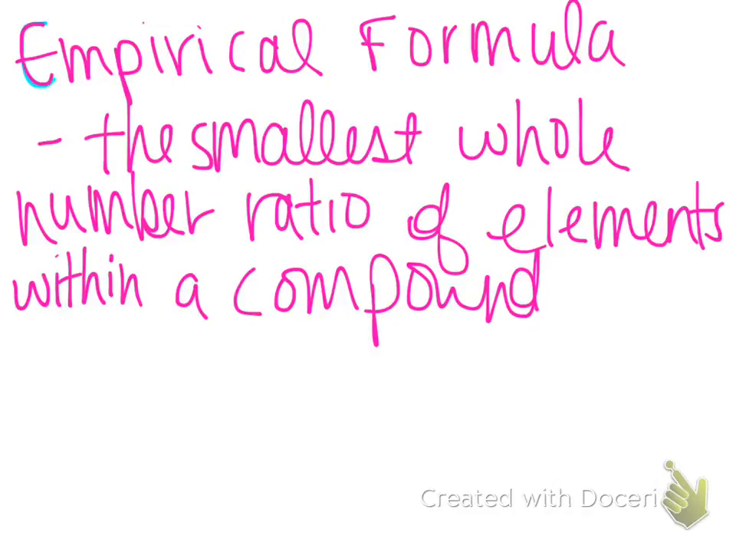Okay, so when we look at empirical formulas, we're going to be dealing specifically with covalent compounds, not with ionic compounds, because with ionic compounds we try to reduce all the time. Covalent compounds we don't necessarily. So this is looking at a covalent compound, and we're going to be able to determine its smallest whole number ratio of that particular combination.